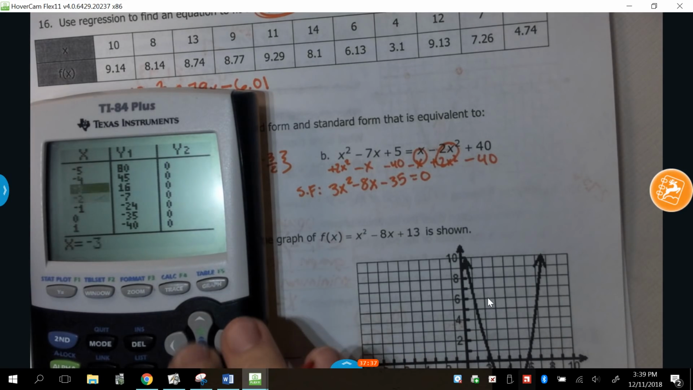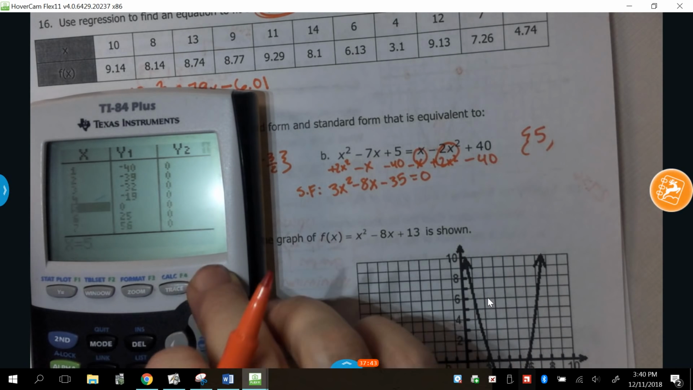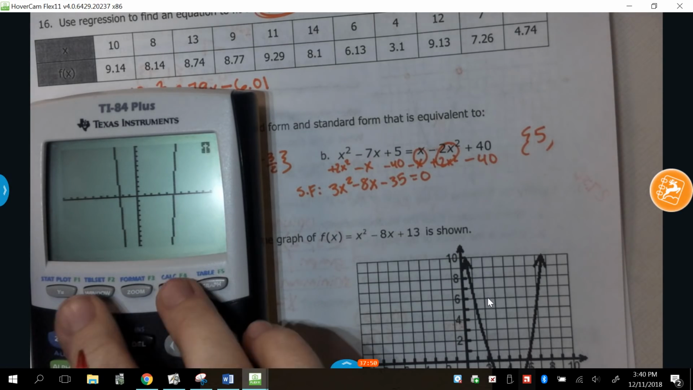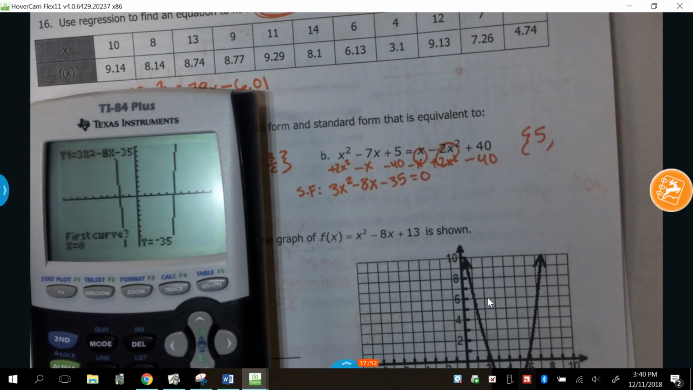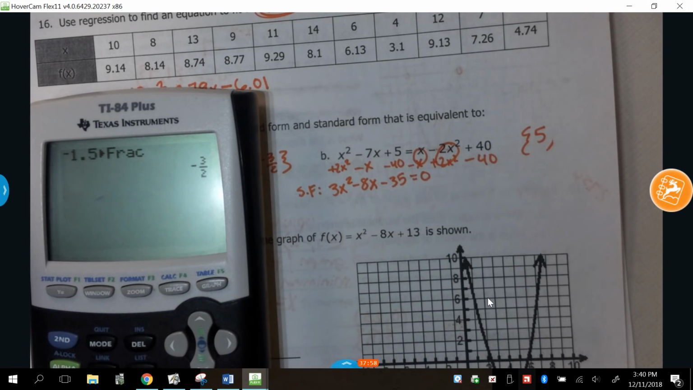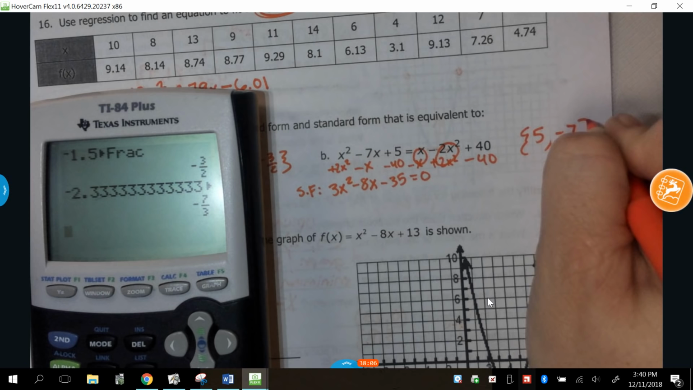So we know there's going to be a match somewhere between here and here's one at 5. So again, 5. Now let's go find the other one. So graph, second trace 5. To get intersect to work, you have to type y1 and y2. So it's negative 2.33333. So let's see what that is as a fraction. Negative 2.3333333. It goes all the way across the screen when it's repeating. Math, enter, enter. It's negative 7 over 3.